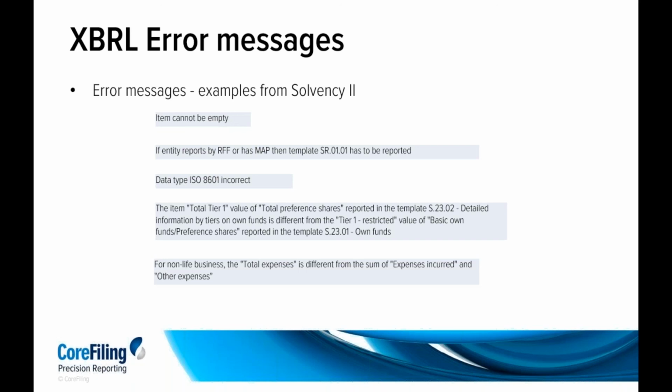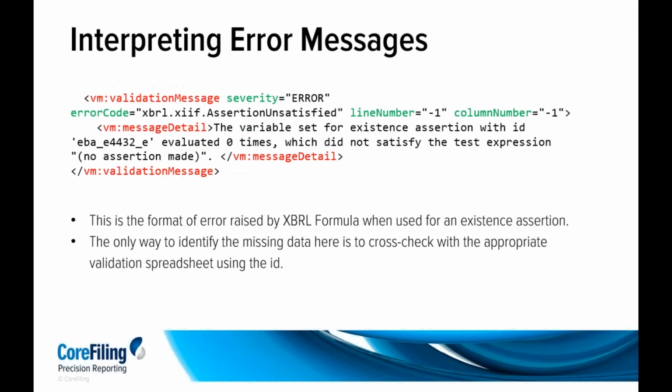As an example of the sort of error messages you might get from these taxonomies, we have a selection of error messages from Solvency 2. Hopefully you can immediately see how all of these messages vary in the amount of detail they give and how helpful they are. For example, "item cannot be empty" is particularly unhelpful when taken in isolation, whereas some of the others are a bit more specific and a bit easier to understand.